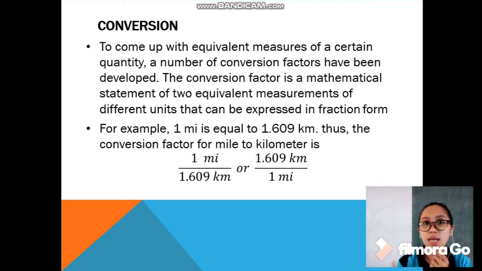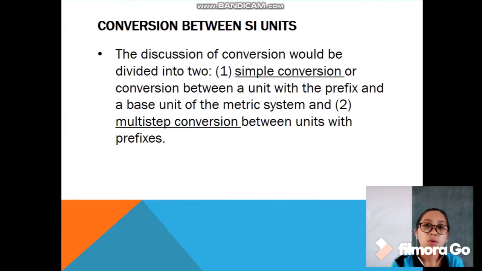So we are like multiplying the given unit by 1 to get the target unit. So there is no change of value. We are just converting. They are of the same value, but we are converting it into different units. Okay? So there are two conversions that we're going to use. We have simple conversion, if you can use only one conversion factor, or multi-step conversion, in which we are going to use two or more conversion factors to get the target unit.